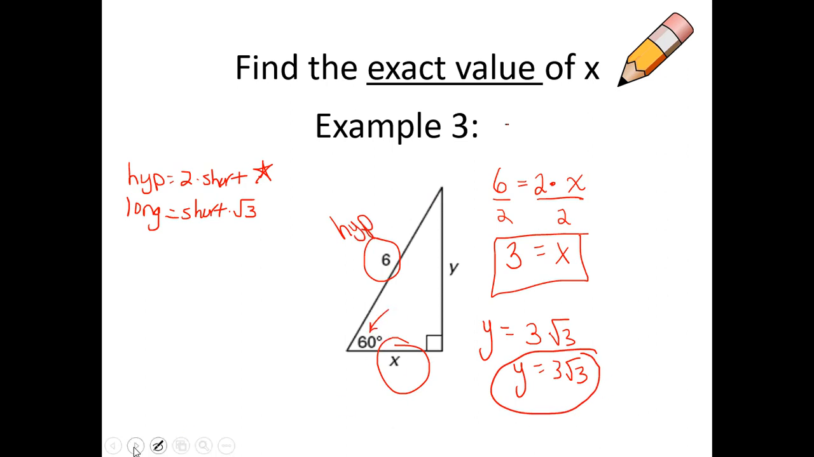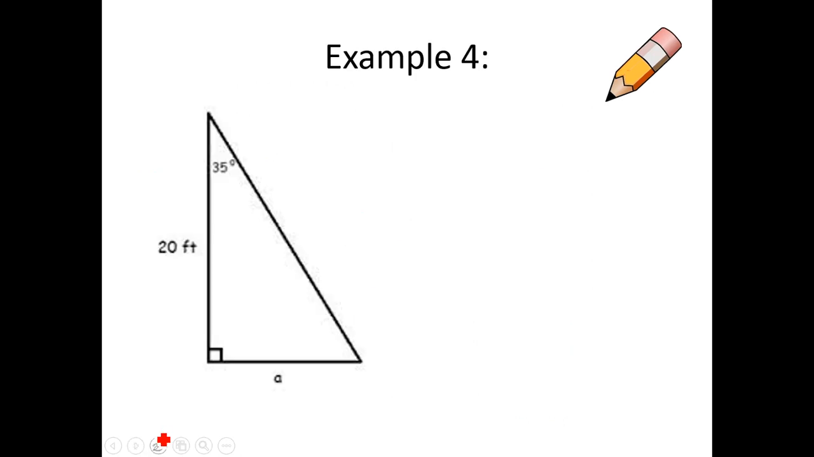So my shortcuts, make sure we know when we can use them. When I see a 30, a 60, or a 45, that means I'm definitely going to use one of my shortcuts. Now, if I can't use Pythagorean theorem and I can't use one of the shortcuts, then what options do I have? SOHCAHTOA. So this is a situation where that happens. I see a 35-degree angle, but there is no shortcut for 35-degree triangles. So instead, I'm going to use some SOHCAHTOA formulas to help us figure it out.